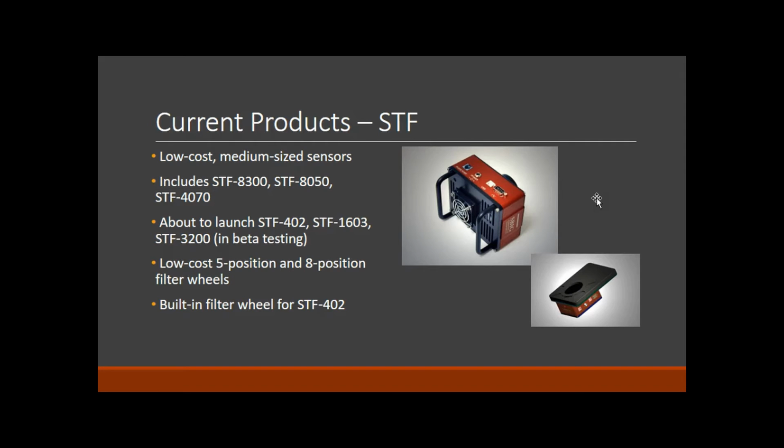We also have low-cost 5 and 8 position filter wheels, and there is, of course, the built-in filter wheel for the 402. The 402 is a very popular product for universities because they can have the photometric filters built into the camera. It's relatively inexpensive, great for student products and projects and things.